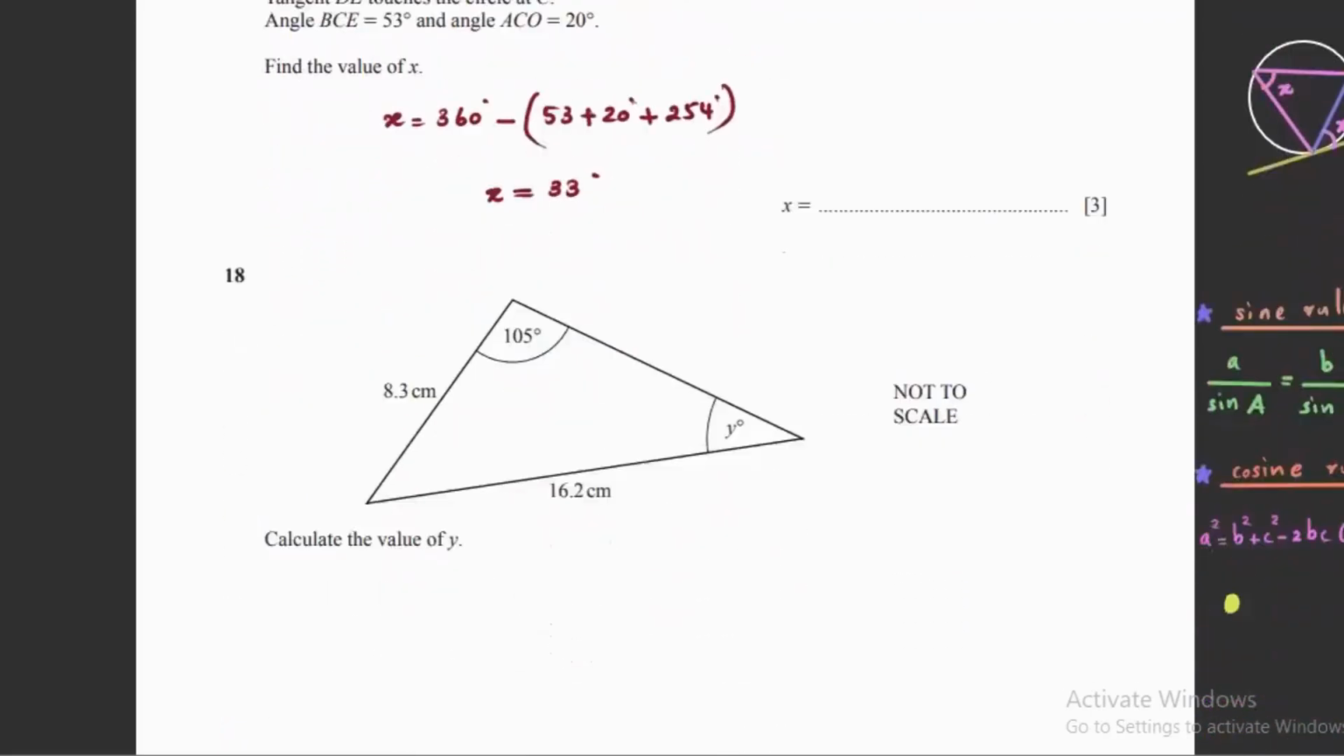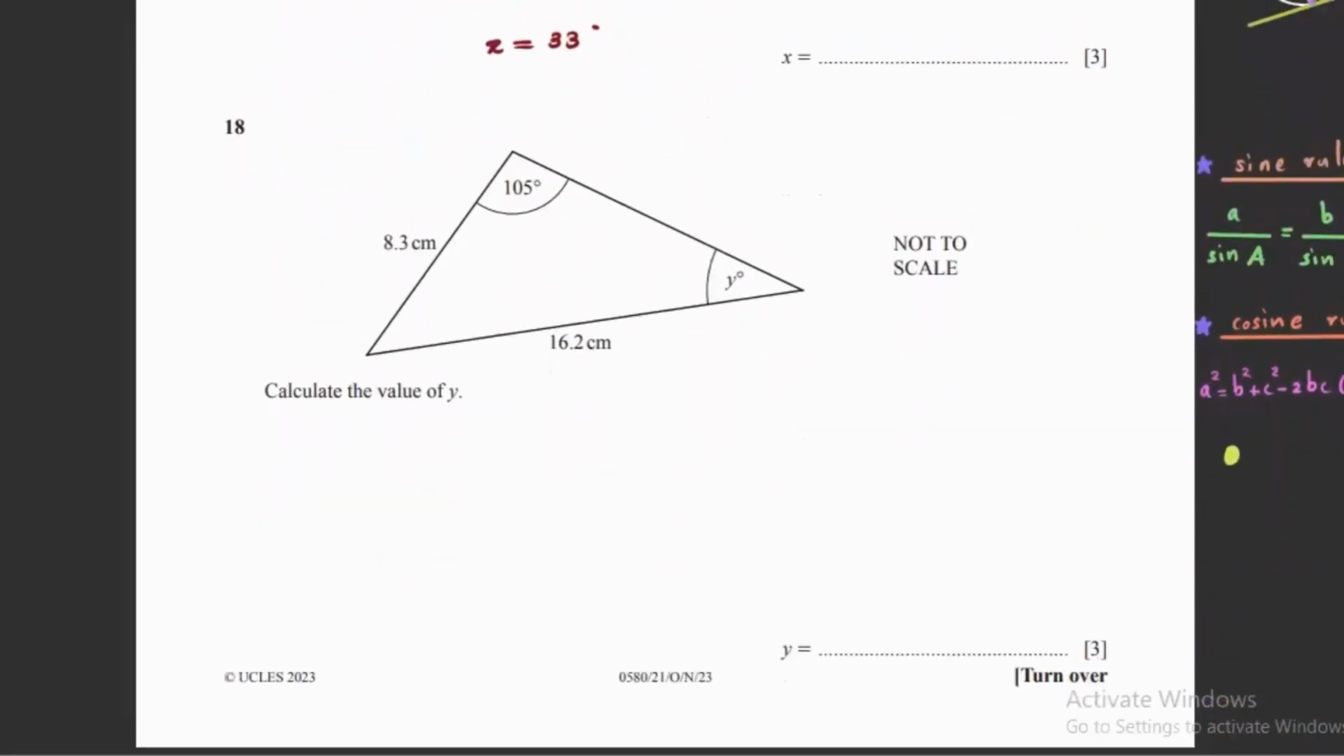Let's move on to the next question that we have, which is question 18. In this diagram, we are supposed to calculate the value of y. Now, here already one angle is given to us. The side that is opposite to this angle is also known to us, which means we are going to make use of the sine rule to find the value of y.